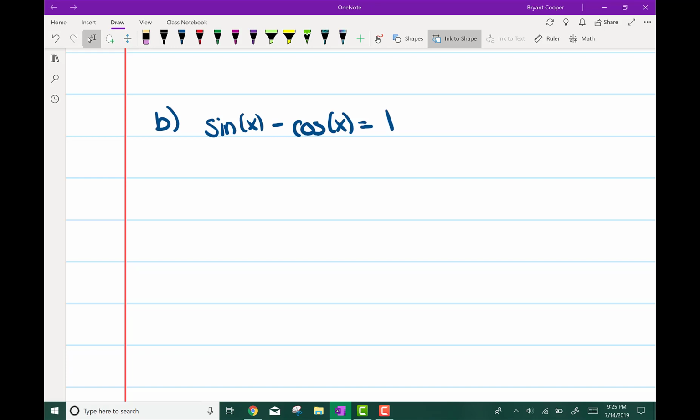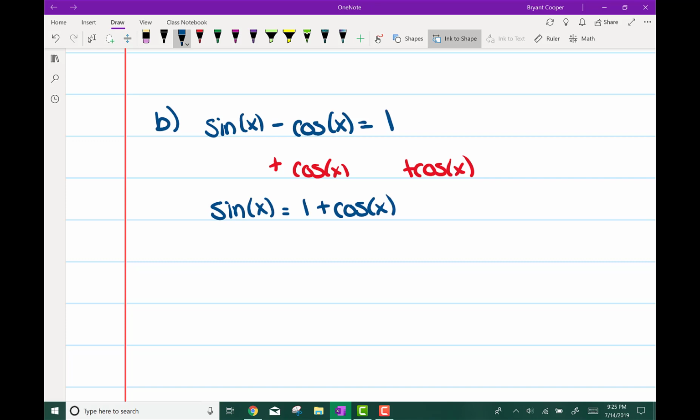Okay, so for this problem, we have sine of x minus cosine of x is equal to 1. Now, before I even start squaring both sides, I'm going to go ahead and add cosine of x to both sides. So I get sine of x is equal to 1 plus cosine of x. Now, you could have done this problem with leaving everything where it was, but having one trig function on each side just makes the math a little bit easier. So then I square both sides, and I get sine squared of x is equal to 1 plus 2 cosine of x plus cosine squared.